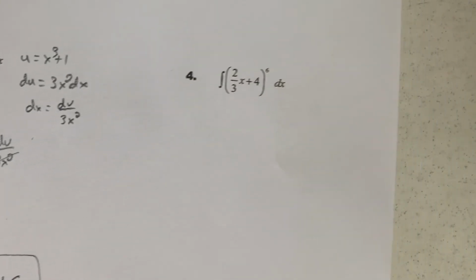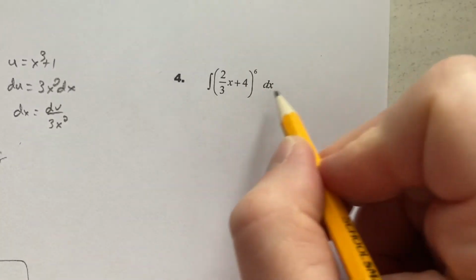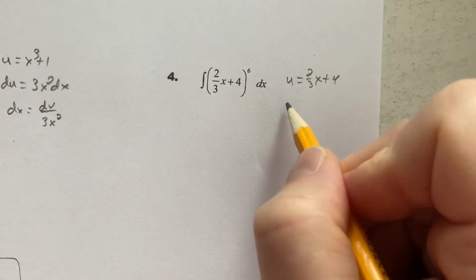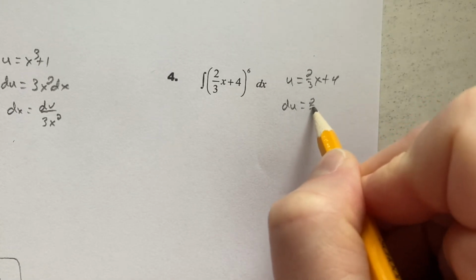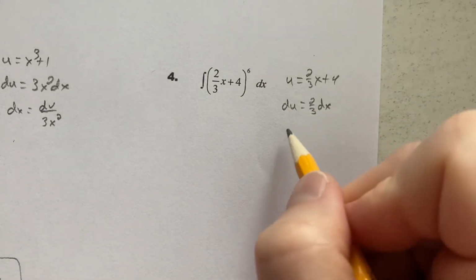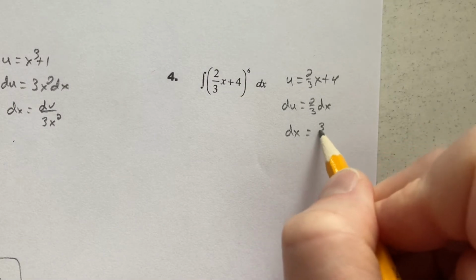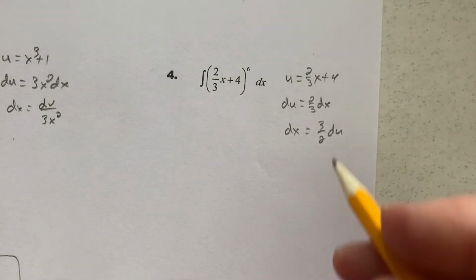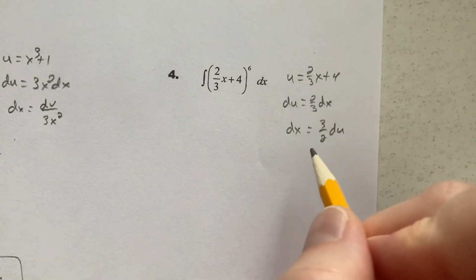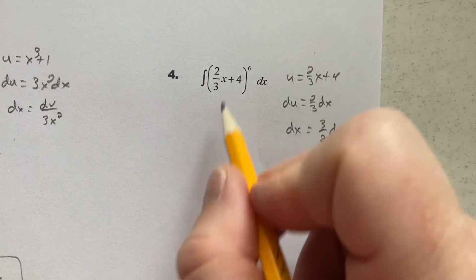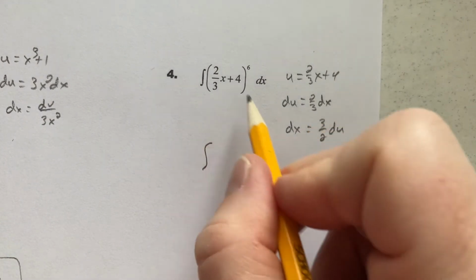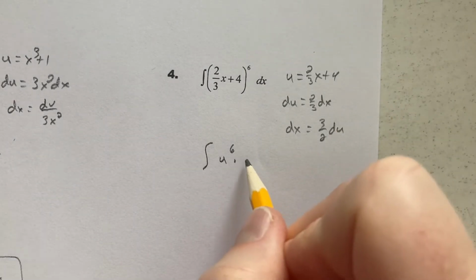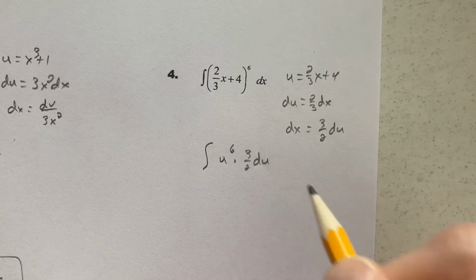Okay. Over here, again, it's pretty simple to see what's inside. So my u is 2/3 x plus 4. So my du is going to be 2/3 dx. So that makes dx equal to 3/2 du. Okay. Just flipping that over. And then I'm going to go ahead and make this part u to the 6. Not going to fail. Relax. 3/2 du.